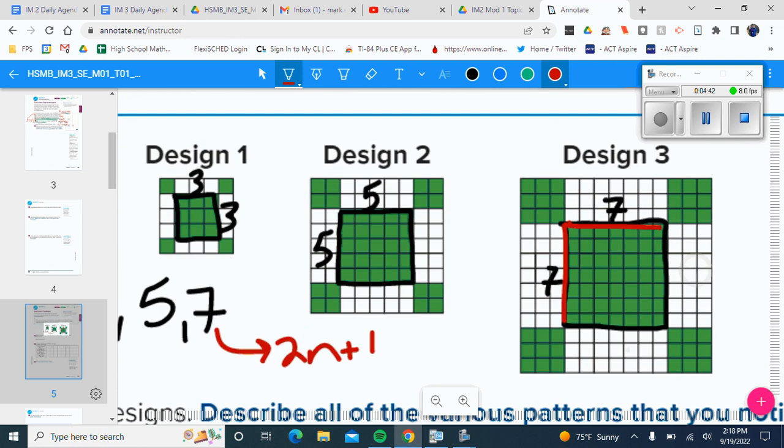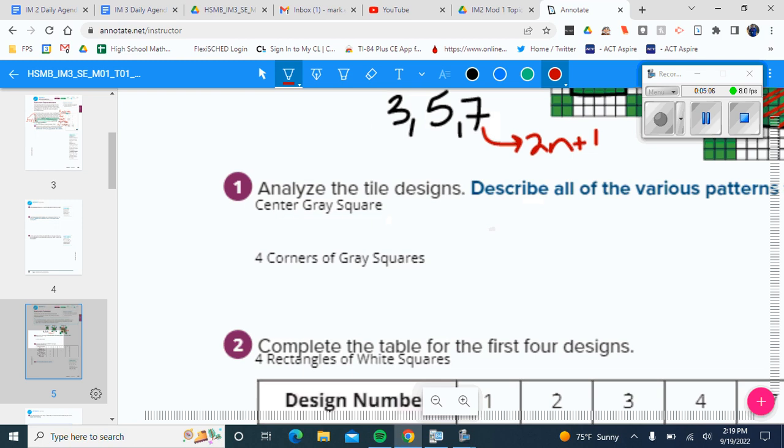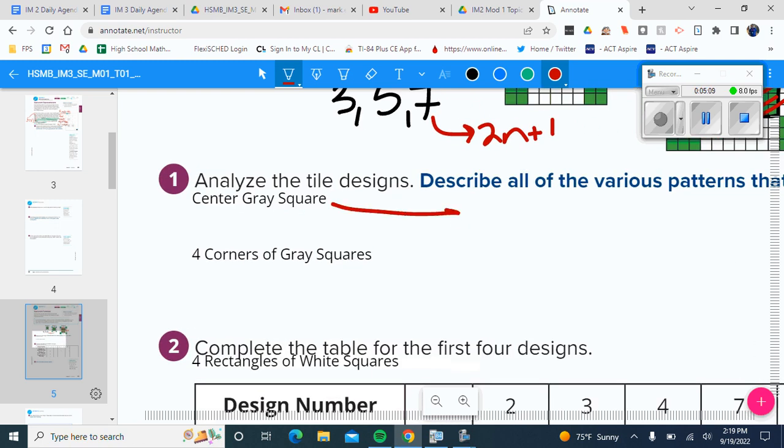So what does that tell me in general? I'm going to erase the 7 by 7 part. Now this is a 2n plus 1 times 2n plus 1 square. The area of just the inside of the center part is 2n plus 1 times 2n plus 1, no matter what the design is. So for the center gray square pattern, it is the quantity 2n plus 1, squared. And those are gray squares, by the way. Next, the four corners of gray squares.